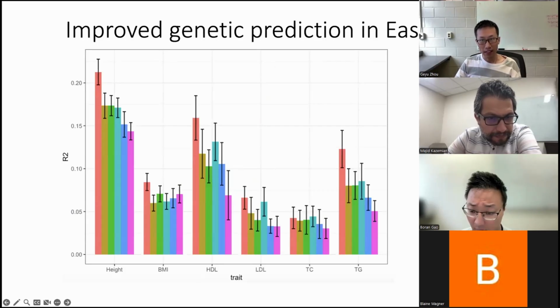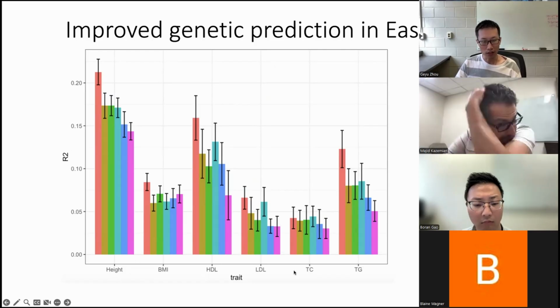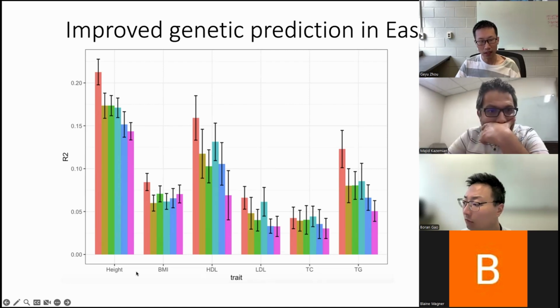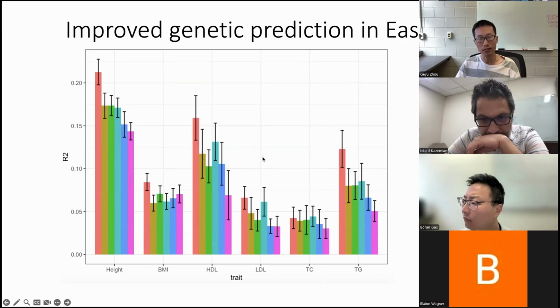We first look at the East Asians, and we show the prediction accuracy in terms of the square of the Pearson correlation for these six representative traits: height, BMI, HDL, LDL, total cholesterol, and triglycerides. The red method is our method, and the other methods are in other colors. And we can see, generally speaking, we have about 20% improvement over other methods by applying this kind of model.